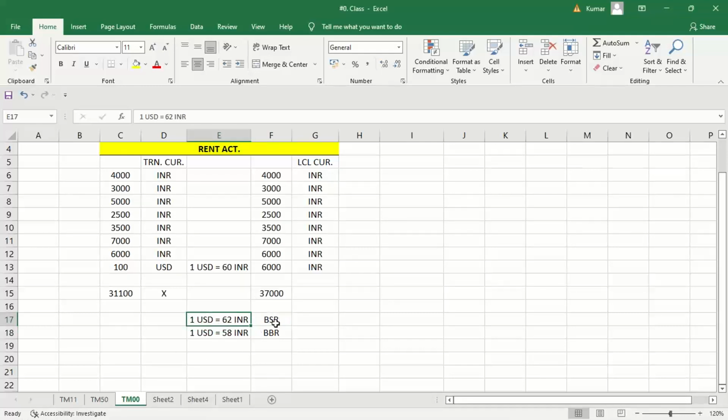62. It is the bank selling rate. It means the bank is selling USD. So suppose I have to make a payment to the vendor. I have rupees, Indian currency, right? And if I'm going to convert into USD, it means I'm buying the USD from the bank, right? So I am the buyer. So who is the seller?